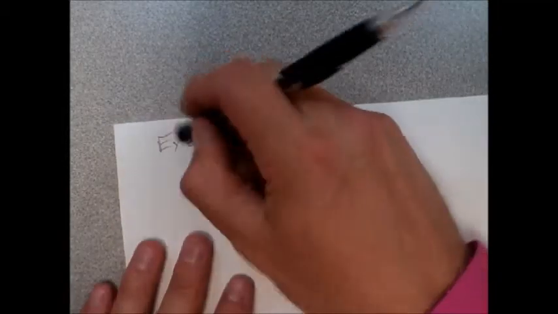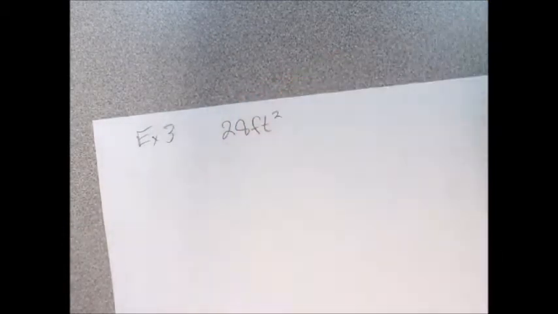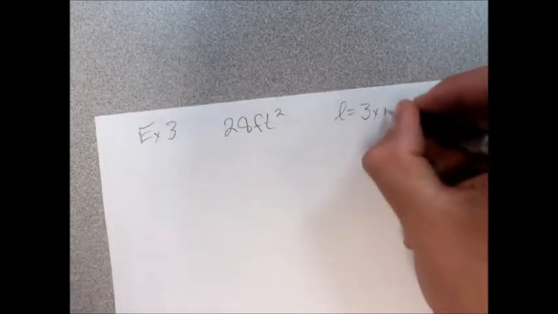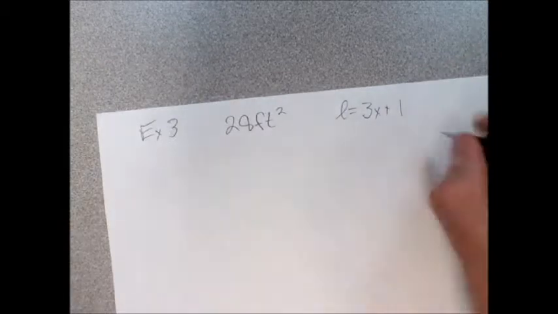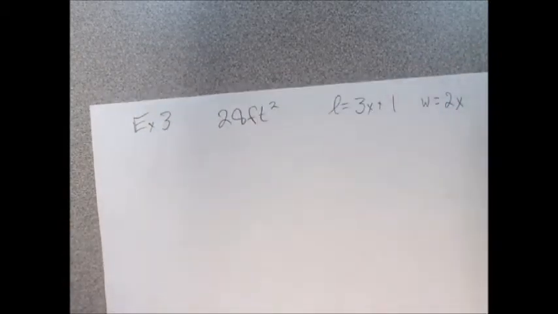On example 3, finding dimensions, you will start that proofing process with something a little bit different. So be careful when you start this. Example 3 gives us the area of a rectangular patio is 28 feet squared. The patio's length is 3x plus 1, and its width is 2x. This is in feet, right? Find the dimensions of the patio and provide a justification for each step.